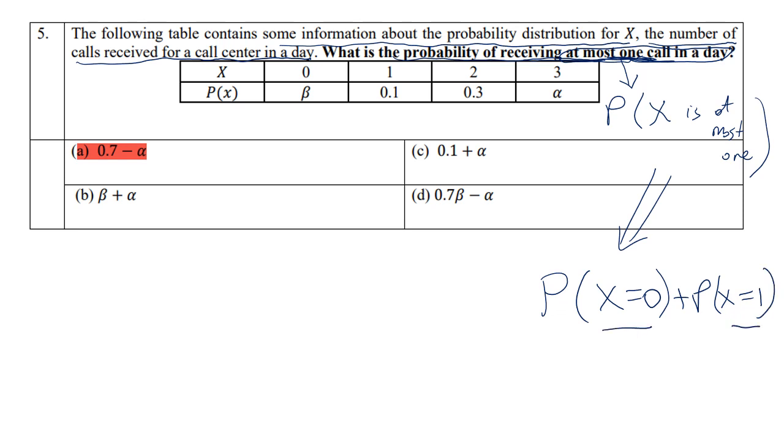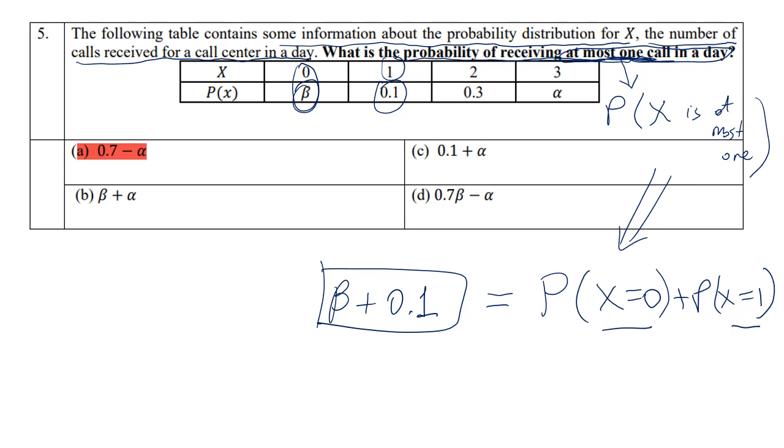Now, how can we find it? We look at the probability for this. This is beta and this is 0.1. So we can say this is beta plus 0.1. Now this is not in the choices, but this is true. So is there any other way to calculate this one?